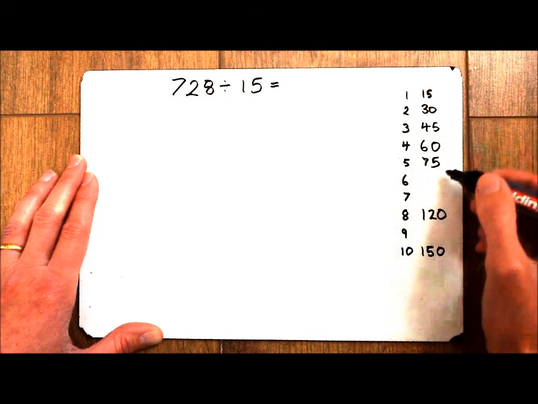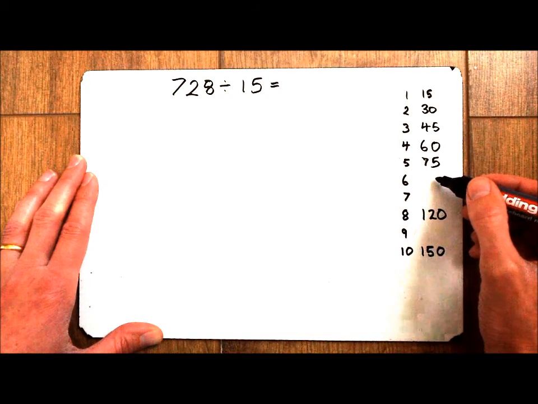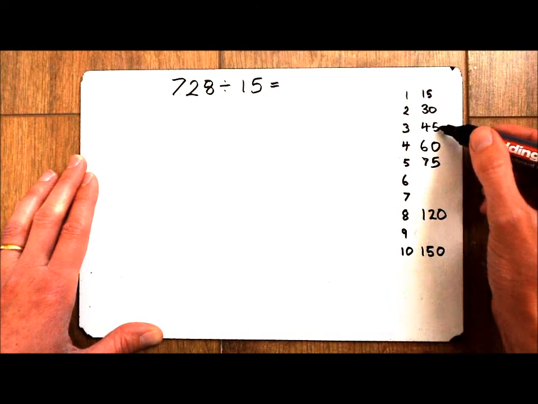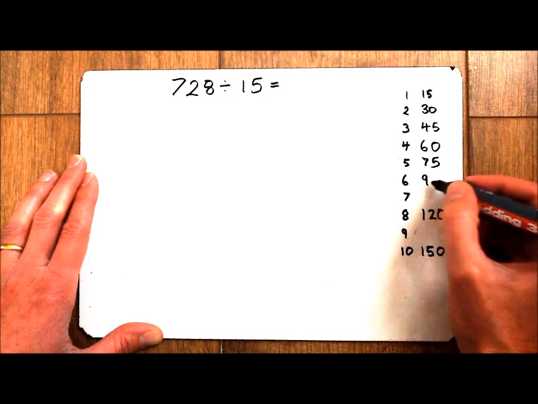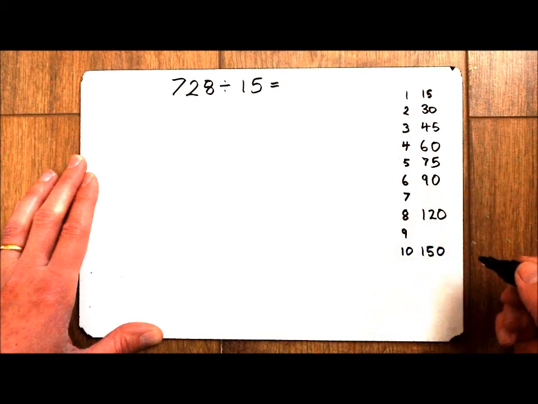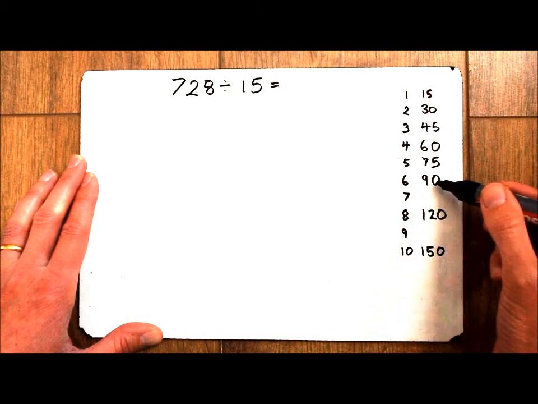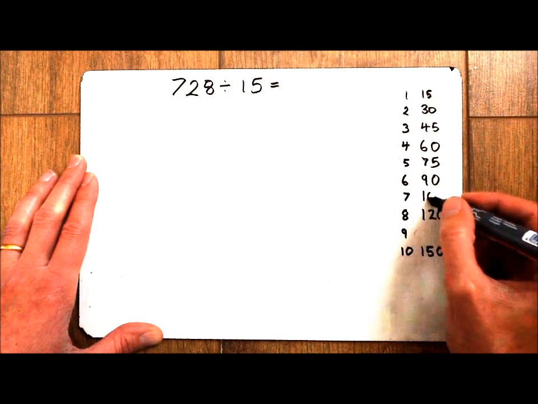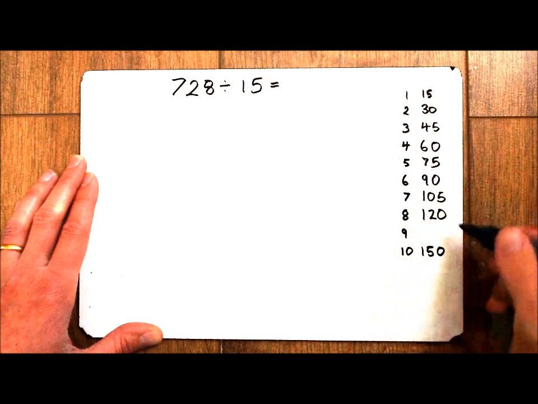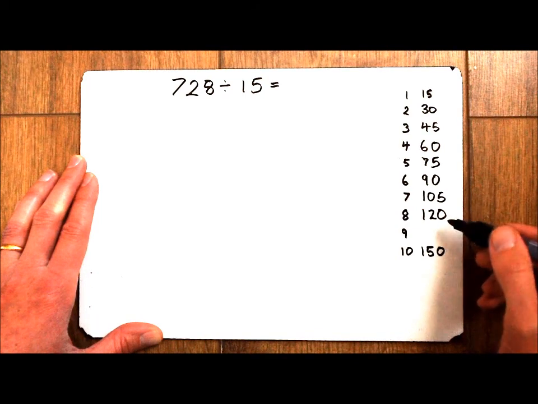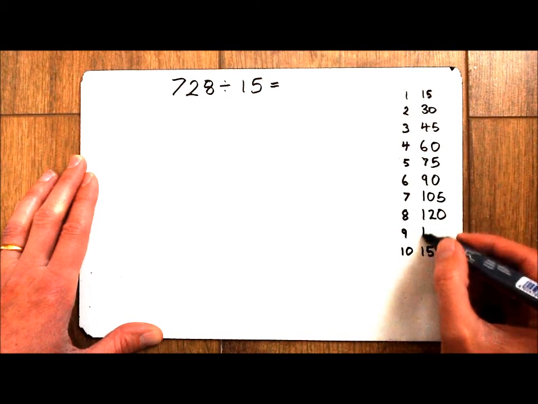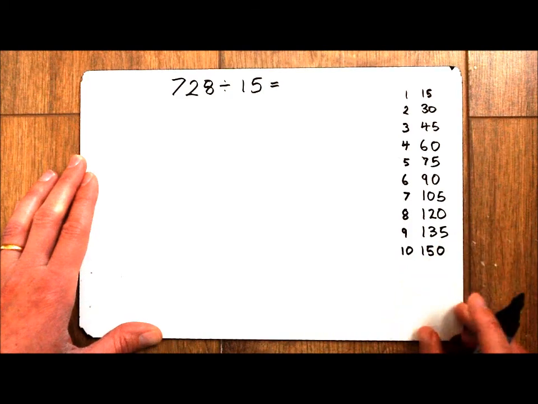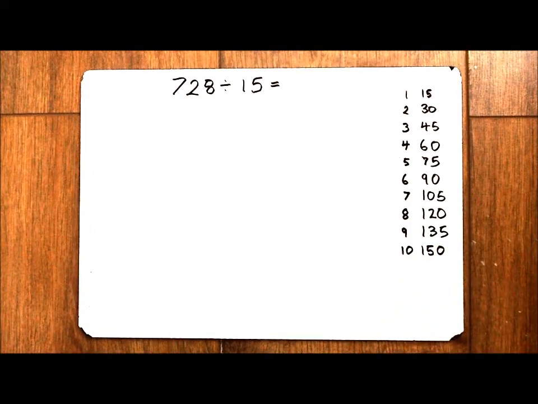Once I know that, I can still then easily work out 6 lots of 15 by doubling it. So that will take me up to 90. And then I've got to add on another lot of 15, so take me up to 100, 105. And then one more lot of 15 onto here, 120, 135. So now I've got my 15 times table, I can start to use that to work out the answer.